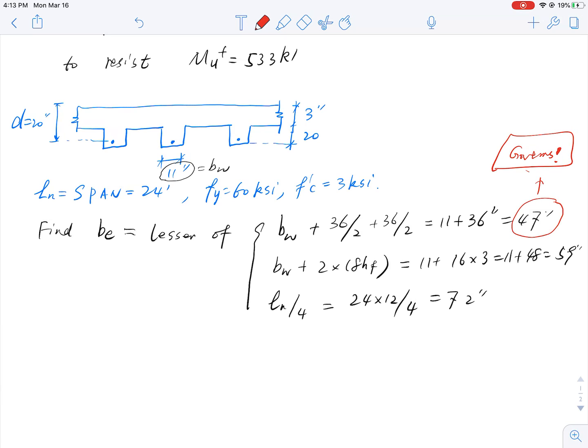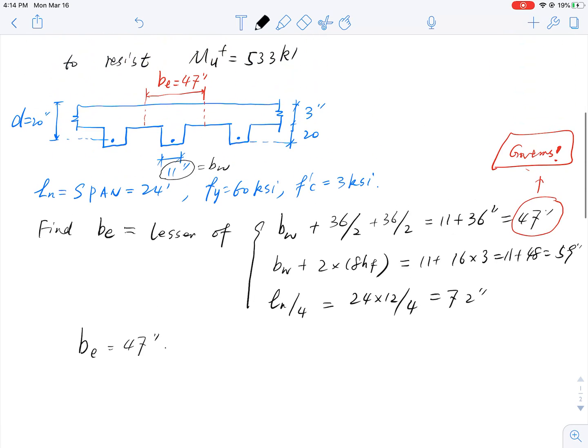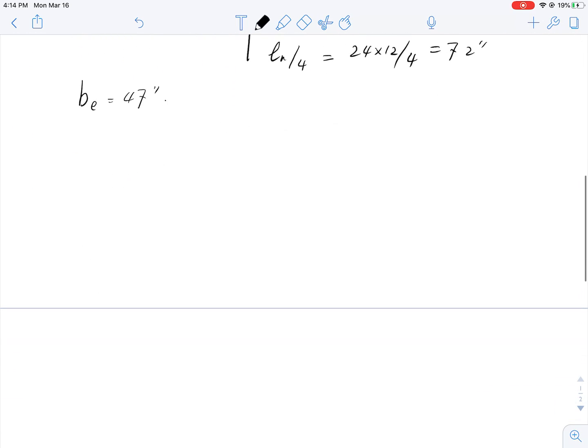If this is the case, then I can draw my effective flange width right here to be 47 inches. Let me switch back. BE here is equal to 47 inches. Pretty simple, right? Now continue.